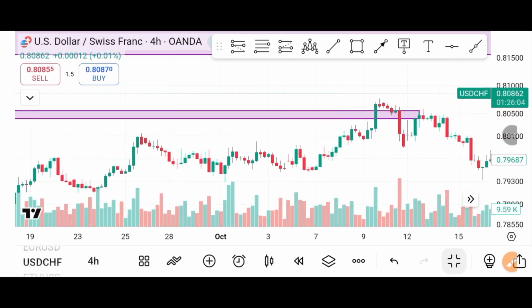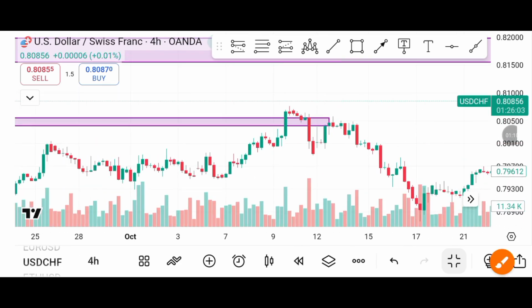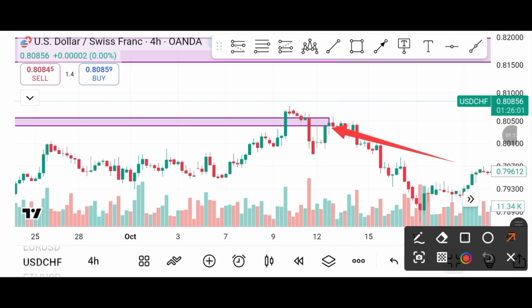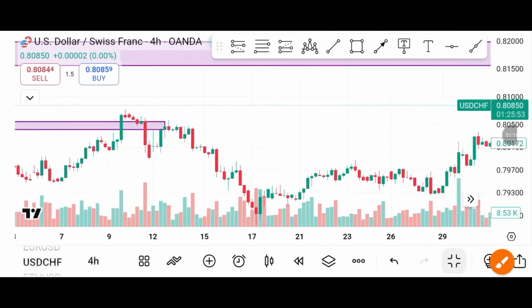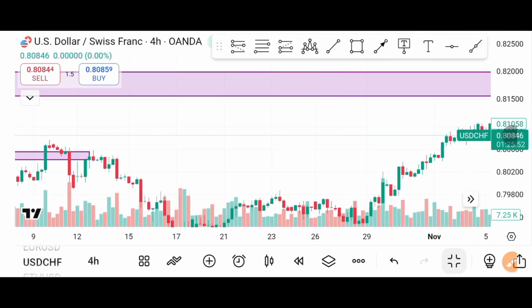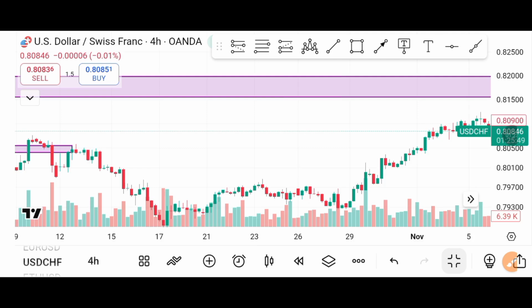So what do we do next? We look at the most relevant areas. This particular one has been already mitigated by price. So price tapped into it and pushed to the downside. All right, it did its thing. And after that, what happened? After that, there's a massive reversal.